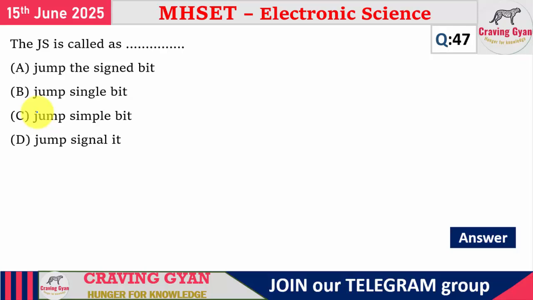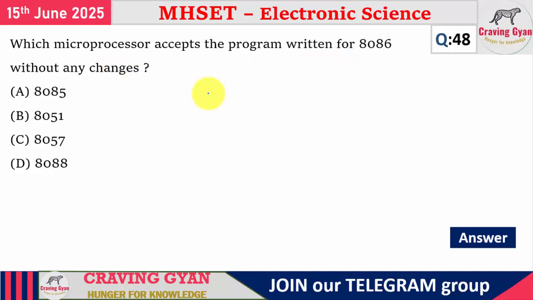47th question, what is the JS command used for? JS is referred to as jump if signed bit equals to 1. That is nothing but the number is negative. So jump if signed bit equals to 1 is a conditional jump, so JS refers to conditional jump. Option A is going to follow.